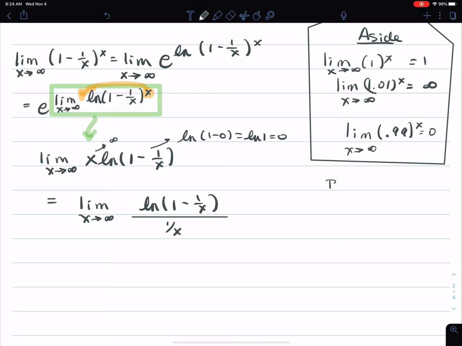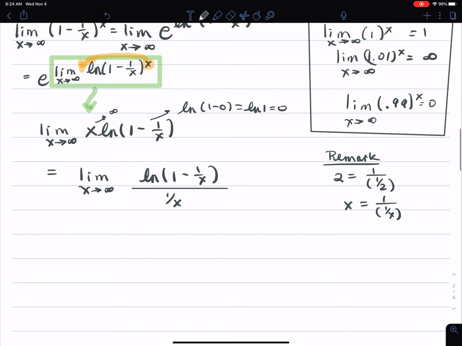So just like another remark, maybe this will make it clear, but maybe not. 2 could be written as 1 over 1 over 2. For the same reason, x can be written as 1 over 1 over x. Of course, 2 is more simplified than 1 over a half. Now, what's the deal here? Well, 1 over x we saw goes to 0, and the numerator approaches ln 1, and that equals 0. So now we have a 0 over 0 indeterminate form, which is a green light for L'Hopital's rule.